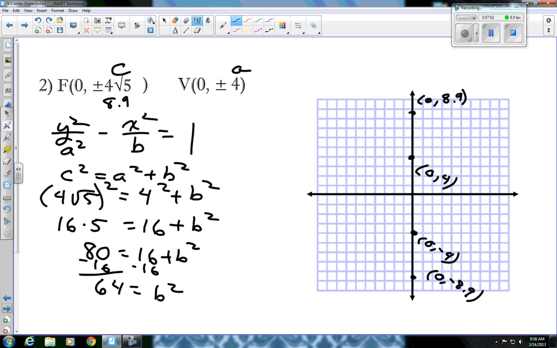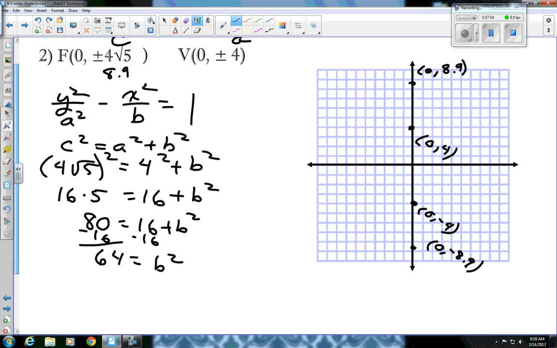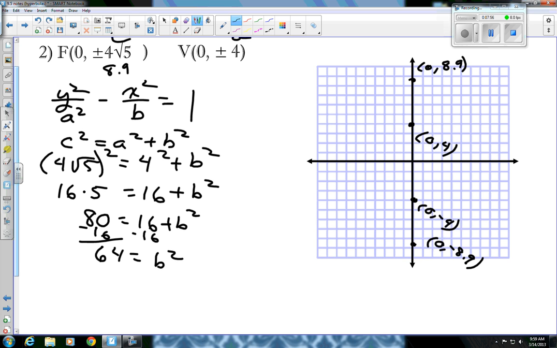Now, for writing the equation, you don't even have to take the square root of b squared. You can put it directly into your equation. So you got y squared over a squared, which is going to be 16, minus x squared over b squared, which is 64, equals 1.